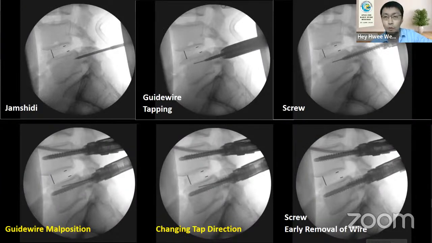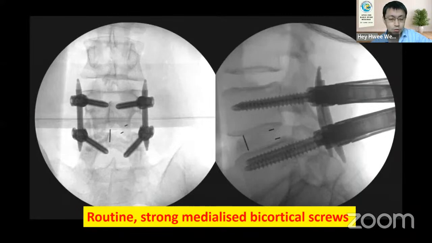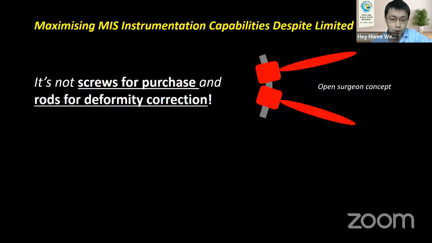If let's say your wire is in the wrong direction, you can still try to change the trajectory. Looking below at the two yellow annotations, the guide wire is malpositioned and the tap actually goes in the correct direction, but not tapped fully. Retract the tap and then insert the screw, backing out the wire before the full screw is inserted. Those are the final images. I usually like to do, as long as possible, strong bicortical medialized screws.